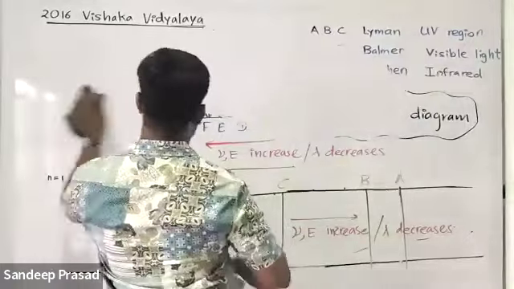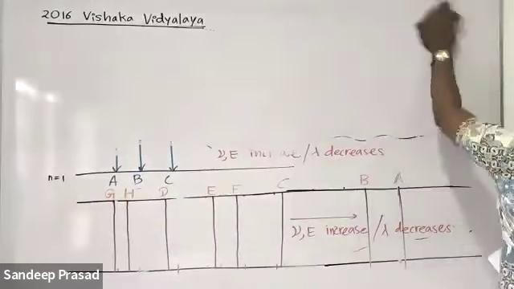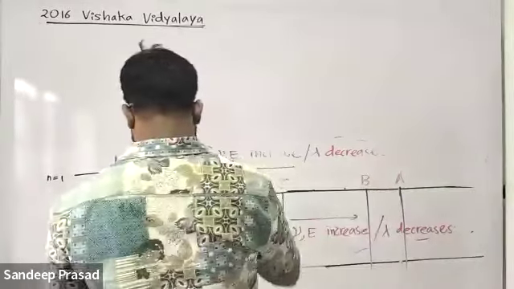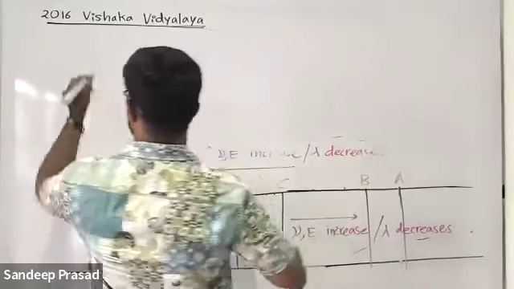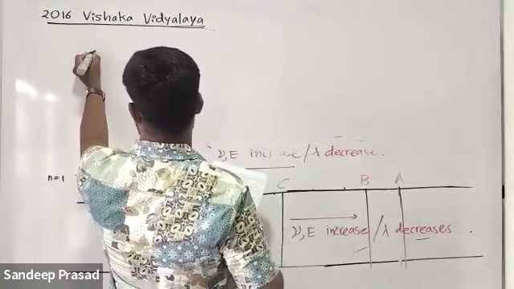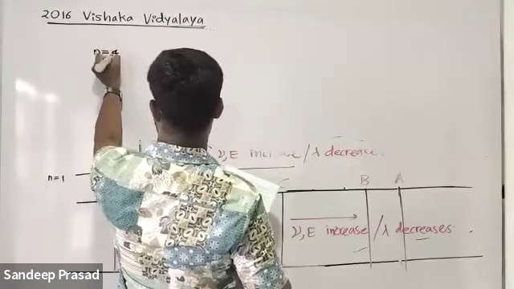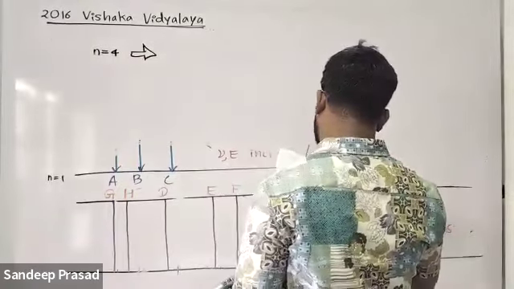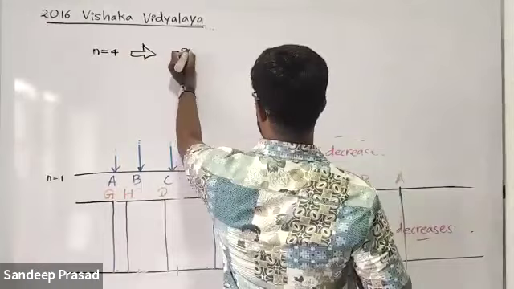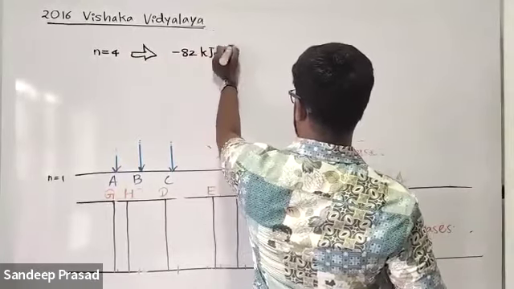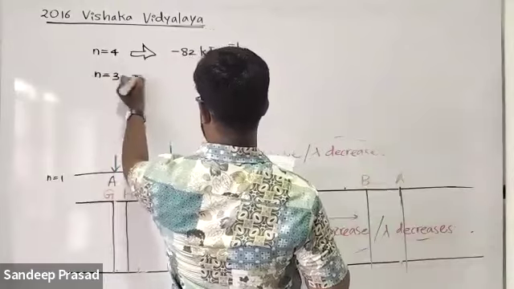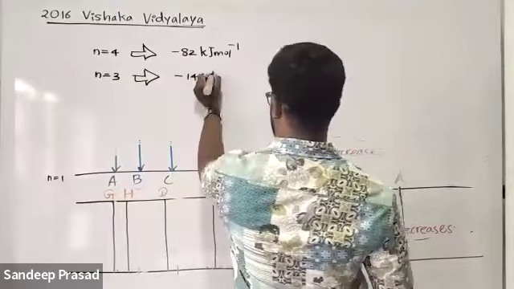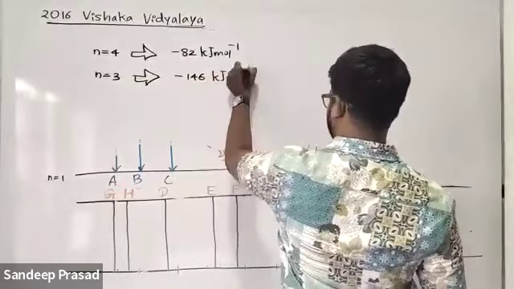In this question, we have to calculate the frequency of the least energy gap. Look at this one. For n equal 4, they have given the corresponding energy as minus 82 kilojoules per mole. And the electron energy for the third principal energy level is given as minus 146 kilojoules per mole.